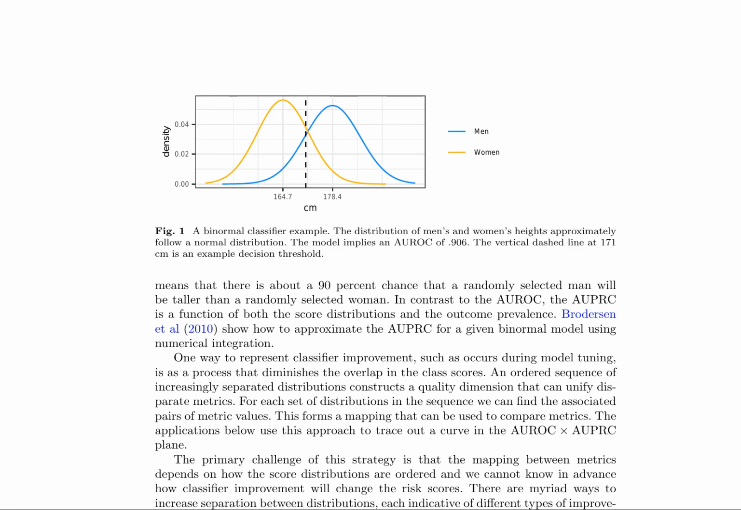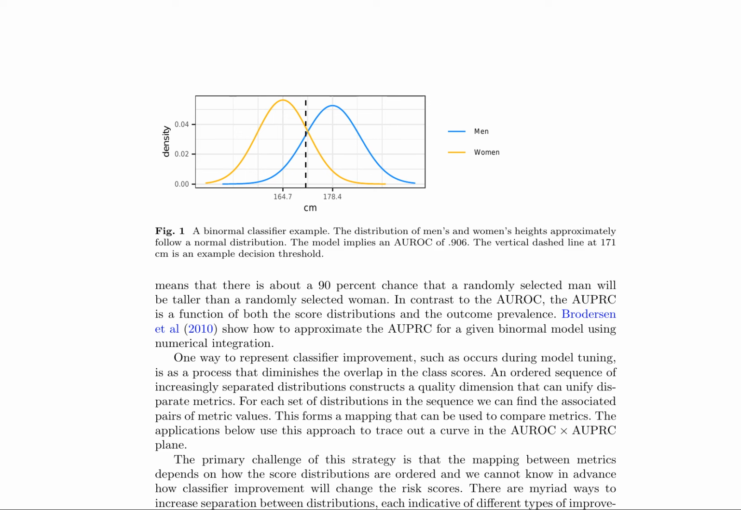The authors present a binormal classifier example, where the distribution of men's and women's heights is approximated by a normal distribution, resulting in an area under the receiver operating characteristic curve, AUROC, of 0.906. This implies that there is a 90% chance that a randomly selected man will be taller than a randomly selected woman. In contrast to AUROC, the area under the precision recall curve, AUPRC, is a function of both score distributions and outcome prevalence, which can be approximated using numerical integration.